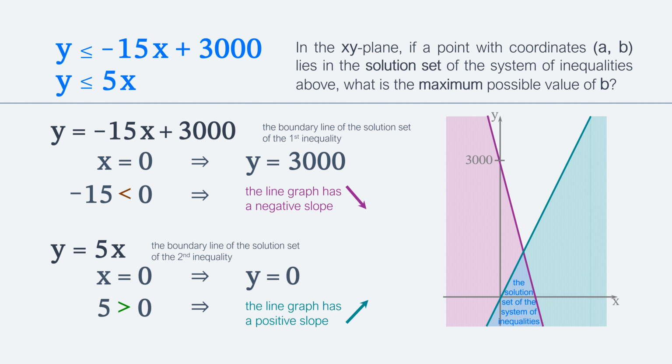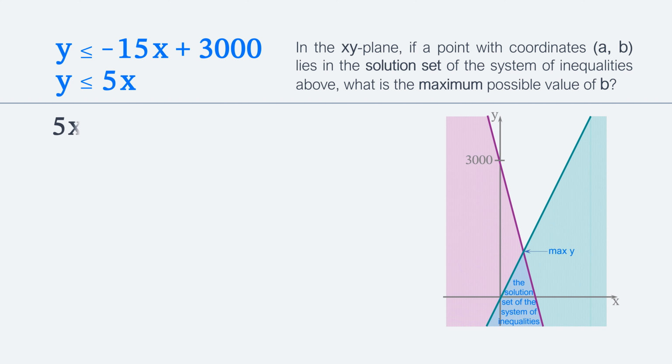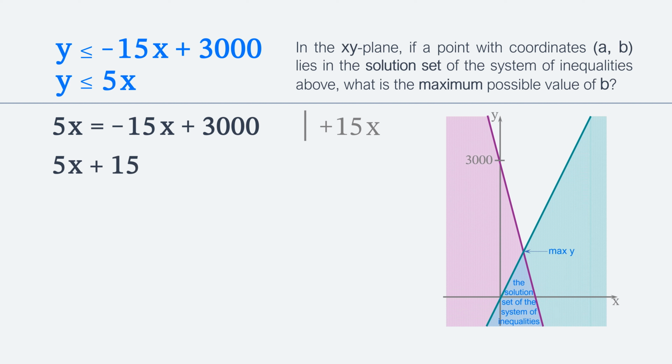And the solution a, b with the greatest possible value of b will be the point of intersection of these two boundary lines. If the first and second lines intersect in the point x, y, this means that 5x is equal to minus 15x plus 3000. Let's solve this equation. Let's add 15x to both sides of the equation. Now we have 5x plus 15x is equal to 3000.